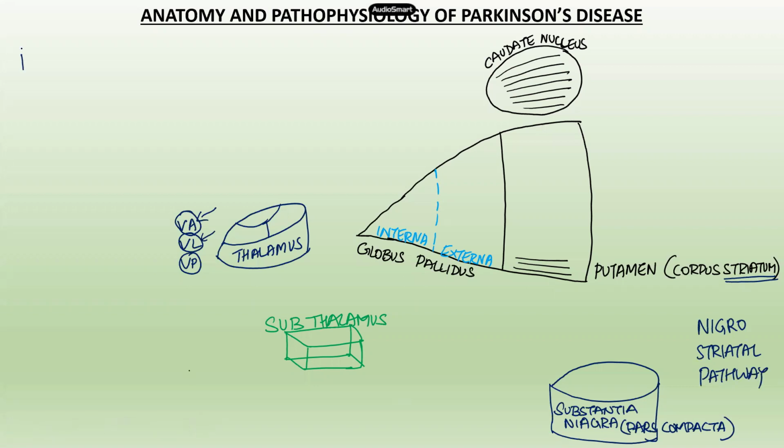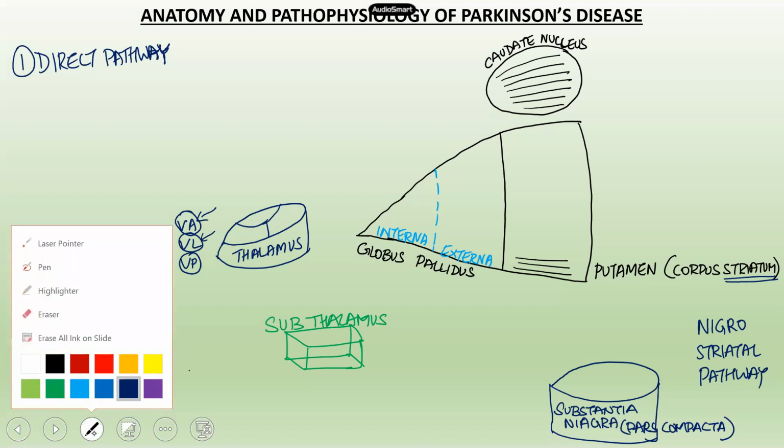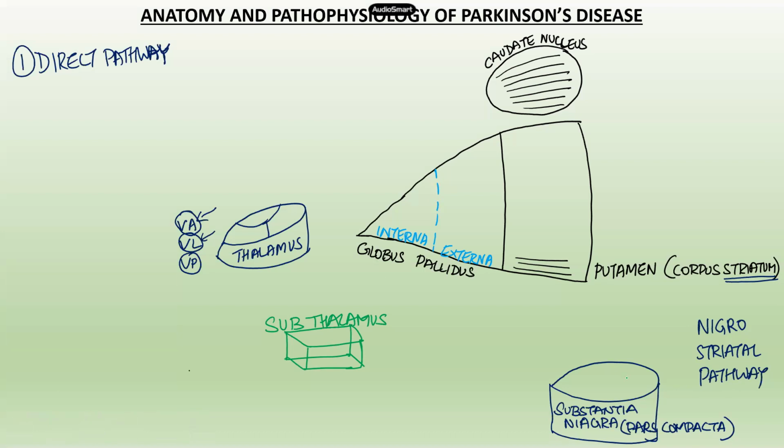So first let us deal with the direct pathway, which is involved with movements. Now what happens in the direct pathway is that you get a dopaminergic neuron that travels towards the corpus striatum. Let us name this dopamine neuron number 1, and it releases dopamine.